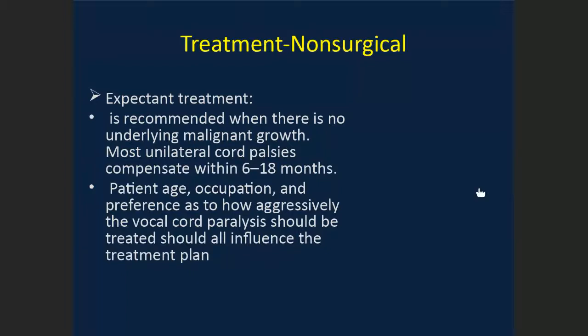Now, the patient has idiopathic paralysis, not a cancer, with no clear cause. We have non-surgical and surgical management. It's called expectant treatment: we wait until the patient resolves. It is recommended when there is no underlying malignant growth. Most unilateral cord palsy compensates within 6 to 18 months. Patient age, occupation, and preference should all influence the treatment plan.